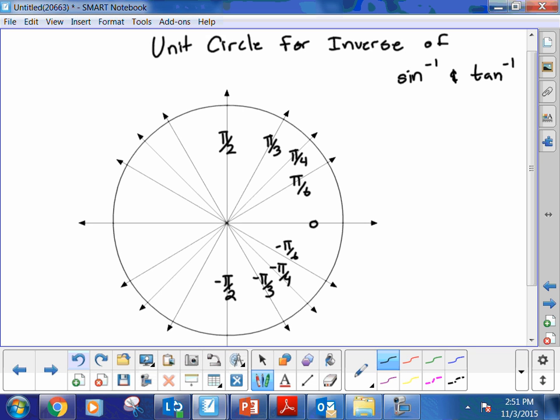Now, along with this, we are going to place the coordinates that go along with each of these points. So we all know that this is 1, 0. This is going to be the square root of 3 divided by 2, and 1/2. This is going to be the square root of 2 over 2, square root of 2 over 2. This is going to be 1/2, square root of 3 over 2, and we know that this is 1.